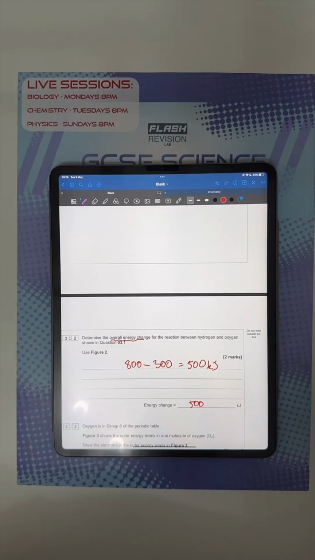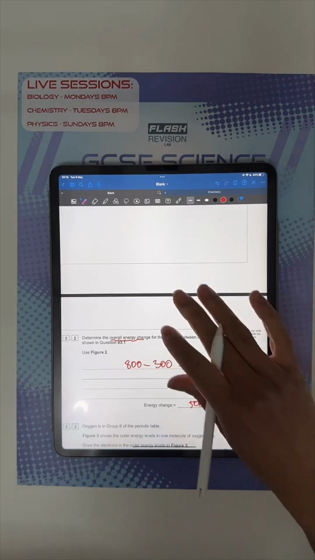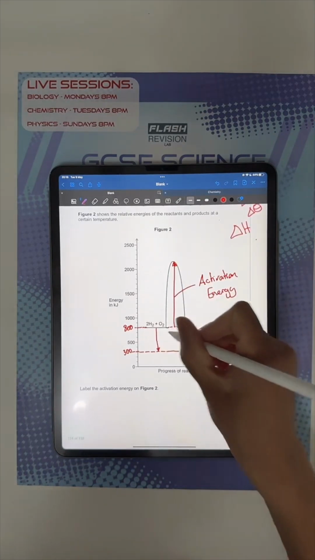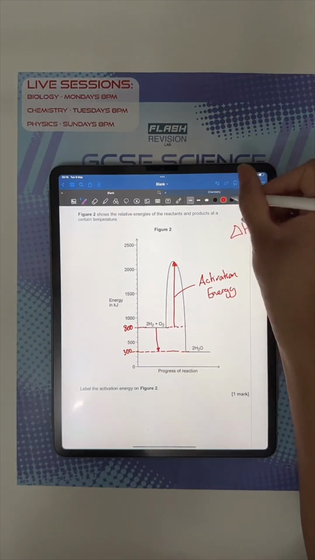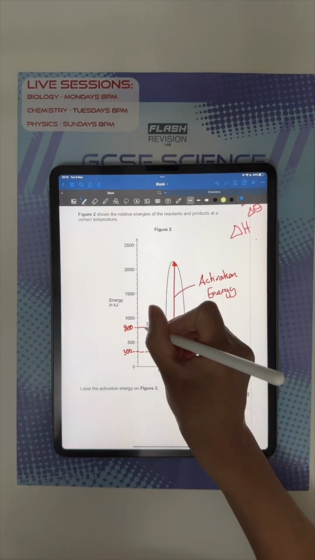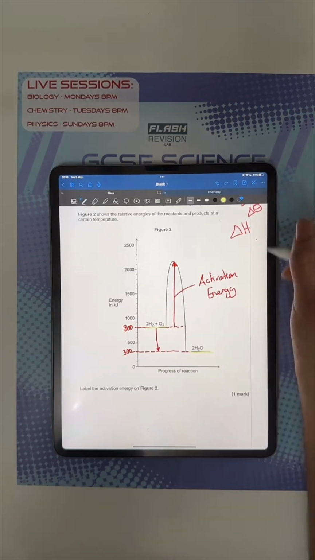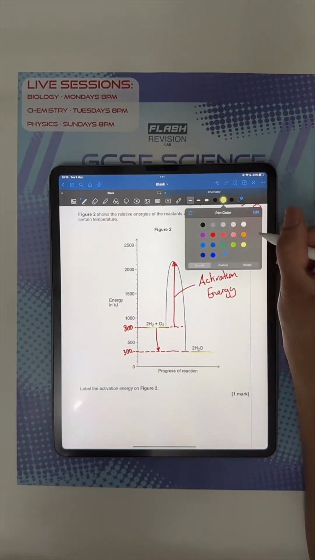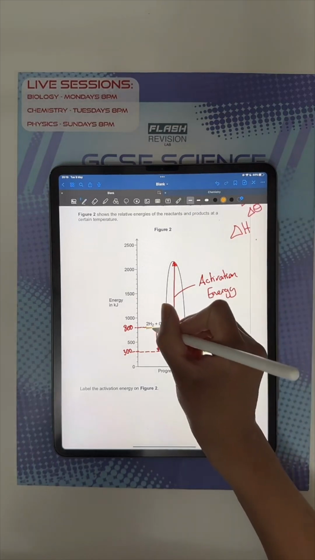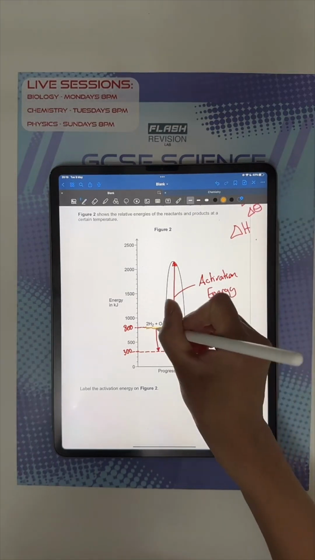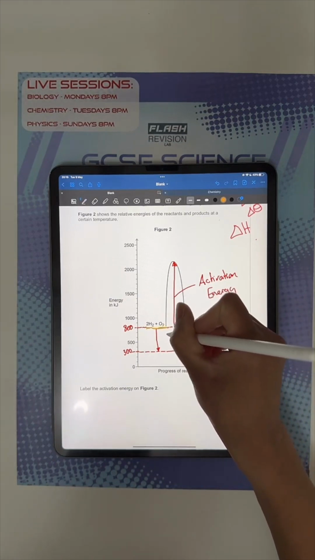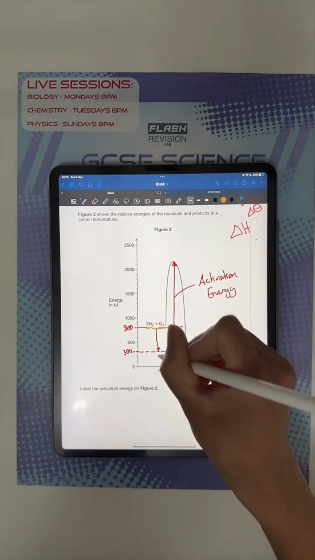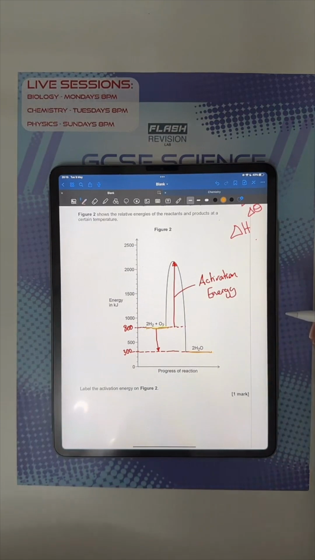How can you tell if it's exo or endo? You always look at the flat parts. So this part, let me get a different color. Compare this with this. So if the first one, the reactants are higher than the products, it's exo. If the reactants are lower than the products, it's endo.